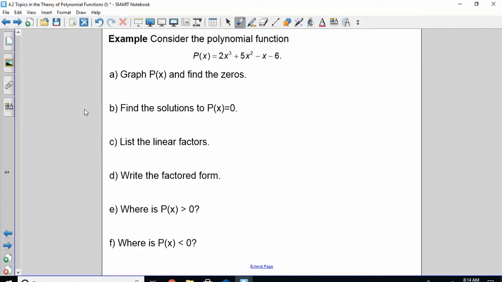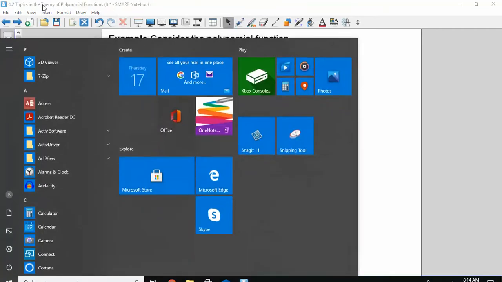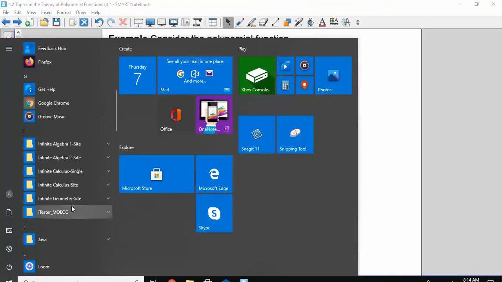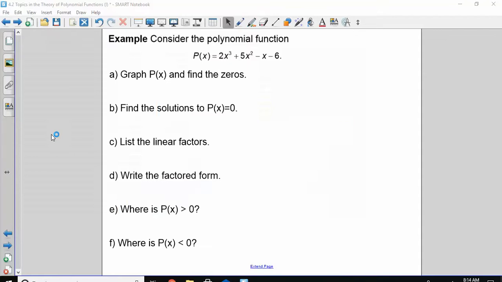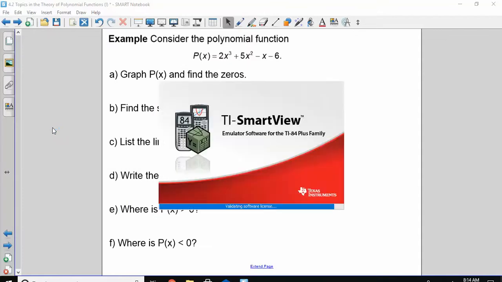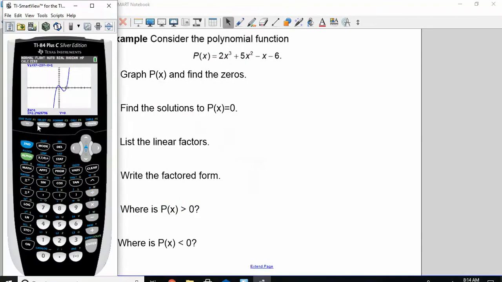Let's look at this problem. So I'm going to give you a polynomial. 2x cubed plus 5x squared minus x minus 6. The first thing I want us to do is graph this. So on your calculator, go to your y equals and type in your function. I want everybody doing this with me.